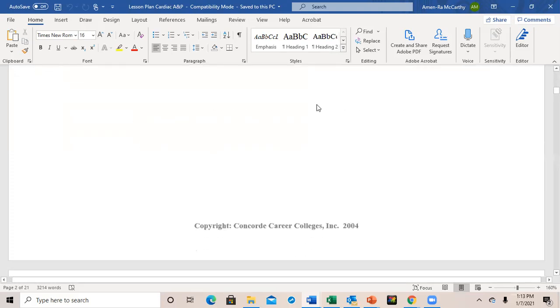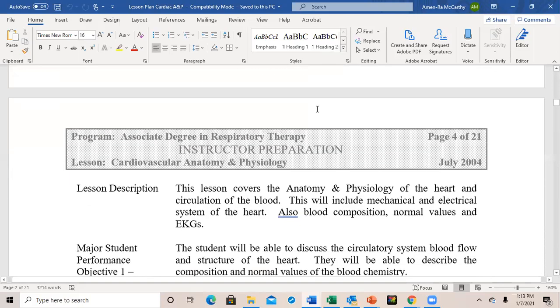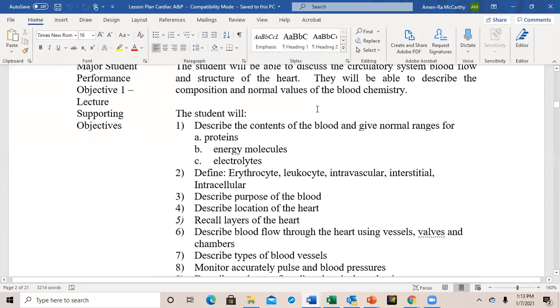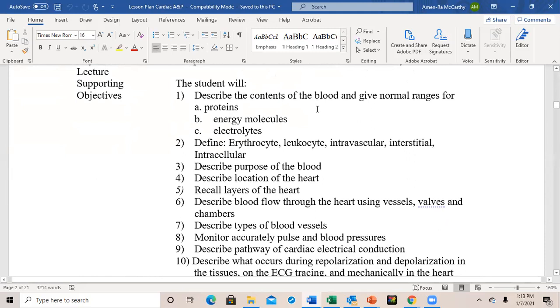So let's take a look at some of their objectives other than what I said. The student will be able to describe the contents of the blood and give the normal ranges for proteins, energy molecules, and electrolytes. See it, baby?